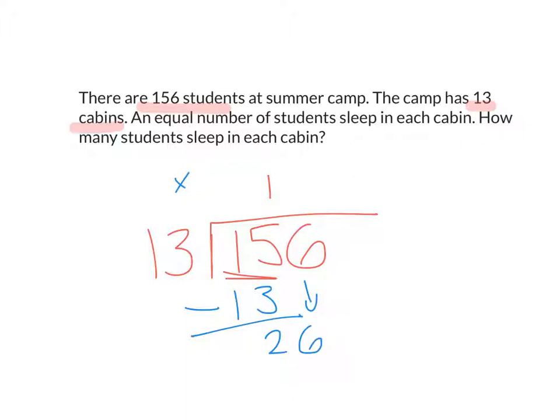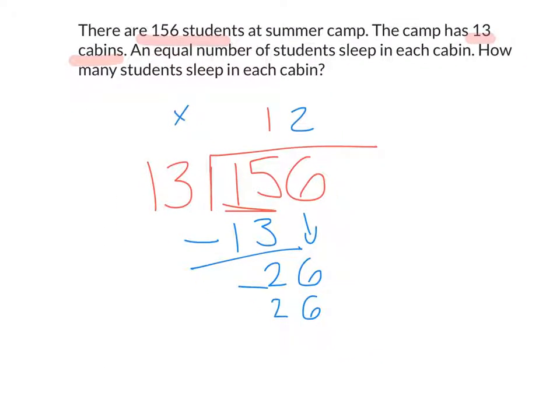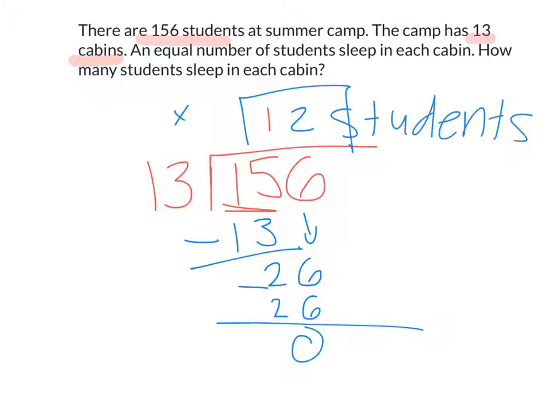How many times can 13 go into 26? I can make 2 groups, and that is going to give me 26. So now I can subtract and I get 0. So my answer is 12. There will be 12 students in each of the cabins. Now I know this one was a little bit trickier because we're working with a divisor that is larger than 1 digit, but I wanted to take a look at what we will be working on tomorrow.